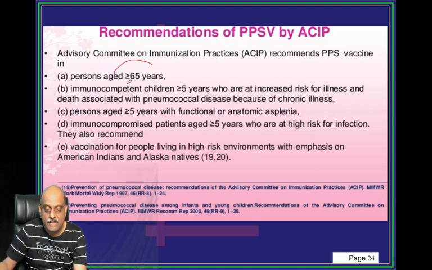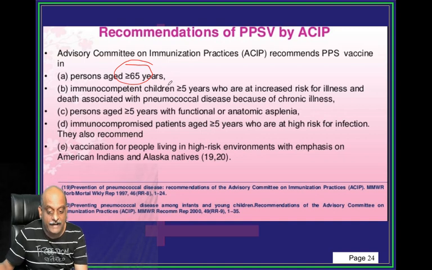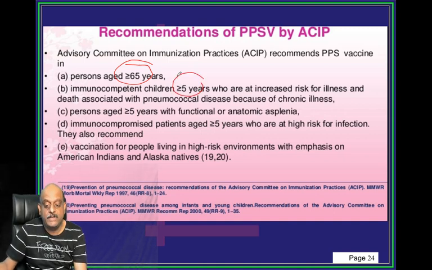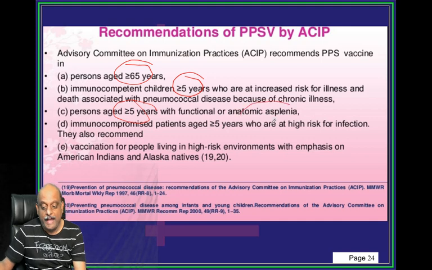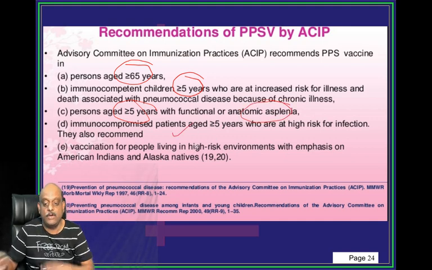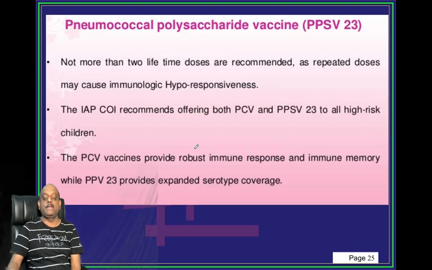Now, any person aged more than 65, immunocompetent children more than 5 years who are at increased risk of illness, and persons aged more than 5 years who have asplenia or are immunocompromised, they are all the important recommendations.